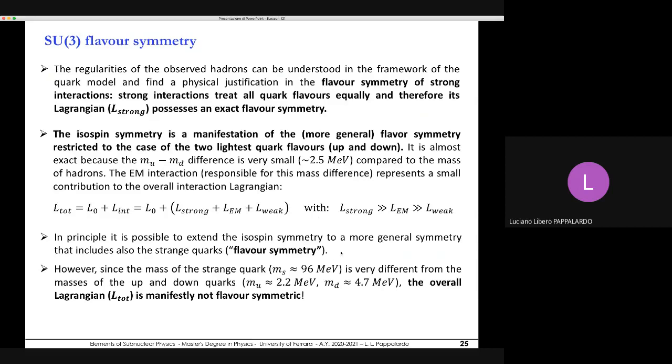There is a caveat. The mass of the strange quark is now 96 MeV, so it is very different from the masses of the up and down quarks, which are of the order of a few MeV. So indeed, when one includes also the strange quark, the overall Lagrangian is manifestly not flavor symmetric.